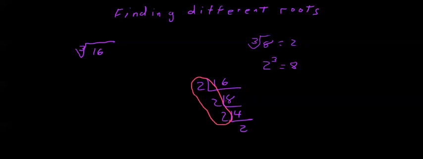If I have 3 of a kind, it comes out, and what's left stays in the radical. But you must have that 3 right there. Okay? It's got to be there. That's it. That's all there is to it.